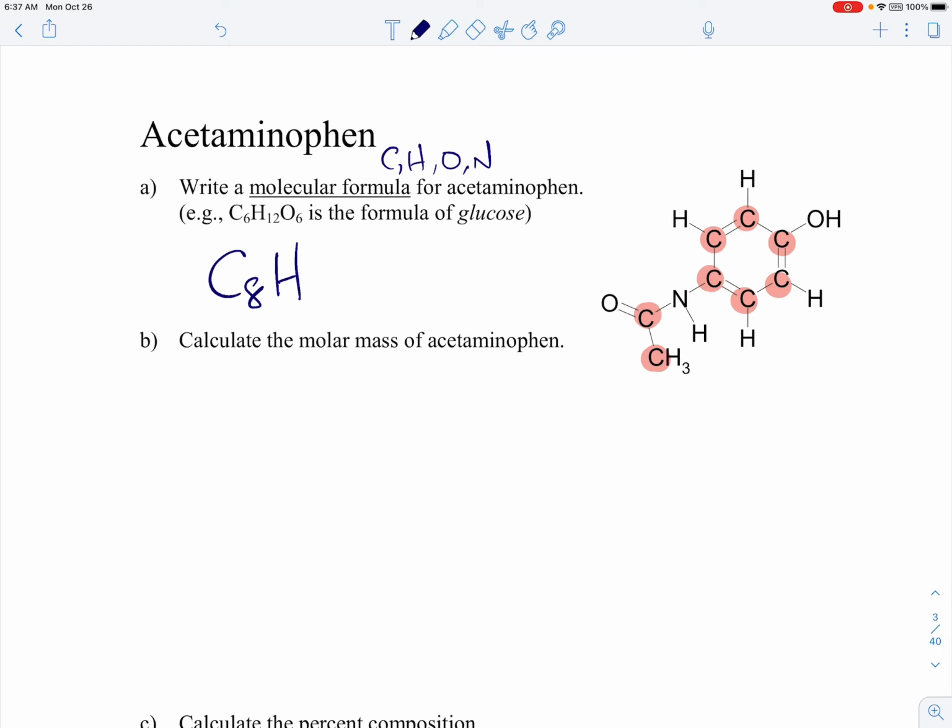Next, we'll count the hydrogens, and we get 1, 2, 3, 4, 5, 6, and then there's 3 more here. So that's 9. So C8H9. And then oxygens, we can see 2 oxygens, so O2, and there's 1 nitrogen atom. So C8H9O2N is the molecular formula for acetaminophen.